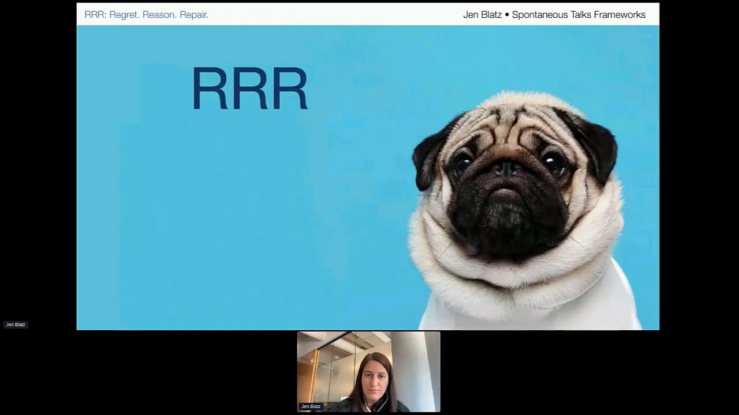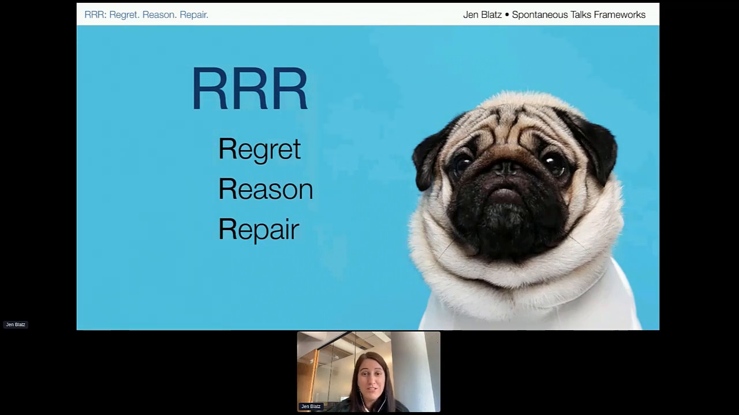So let's go through the last framework for today. Now, not all scenarios that you're going to talk about are going to be rosy, happy endings, or positive. So let's talk about a spontaneous talk framework that you can use when you have to deliver negative or bad news. I have to share a regrettable situation. So that is RRR: Regret, reason, repair. I kind of think of this as crisis communication, where PR for a celebrity or a company has to talk about what went wrong and address the issue publicly.